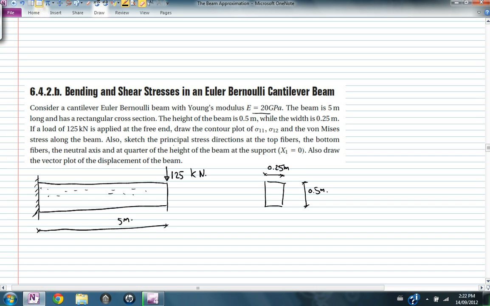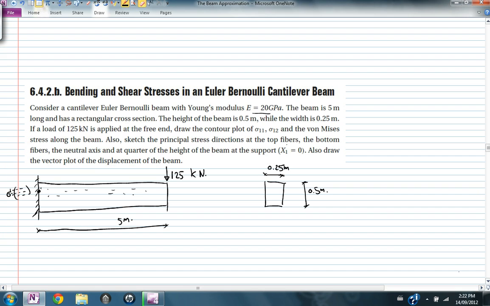We also need to sketch the principal stress direction at the top fibers, the bottom fibers, the neutral axis, and at a quarter of the height of the beam, at the support. So I'd like to know at this point what is the stress, which is actually made out of a matrix, and at this point what are the principal stresses and the principal stress directions.